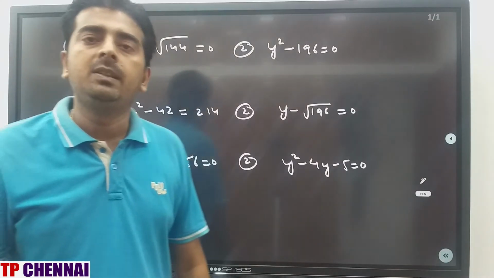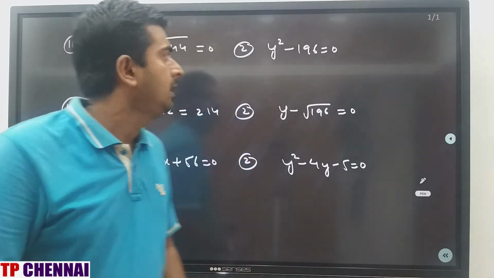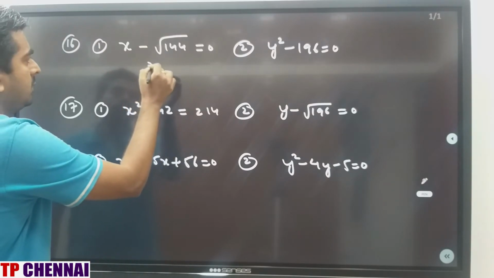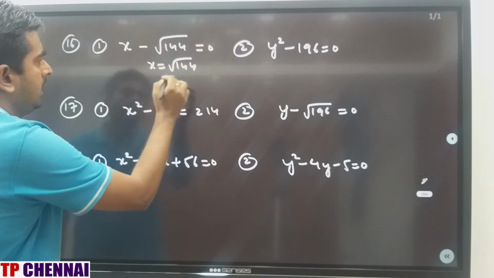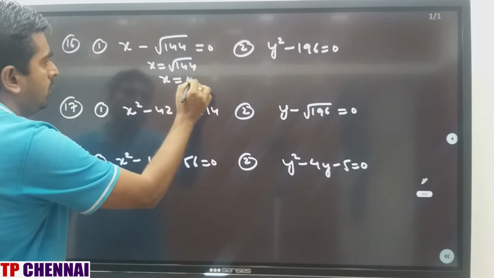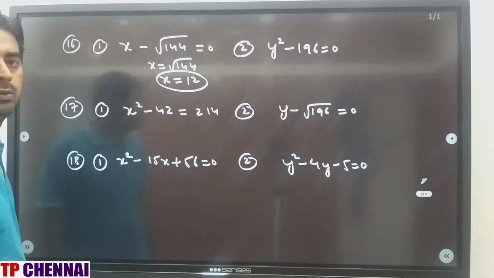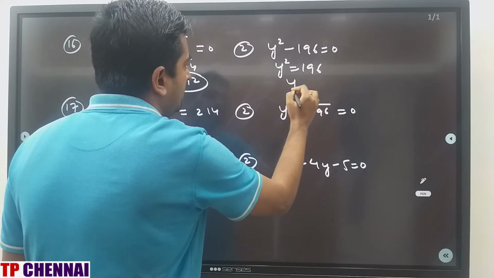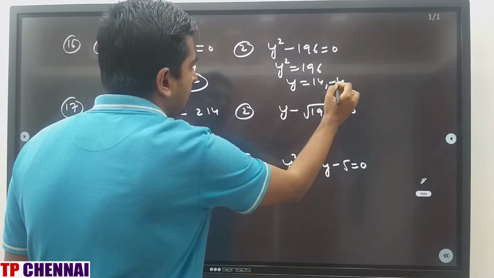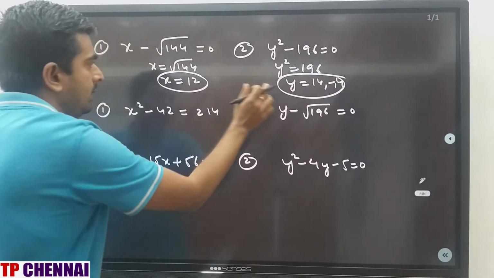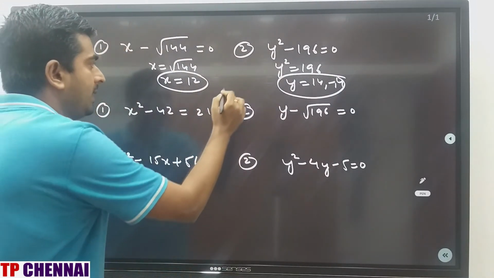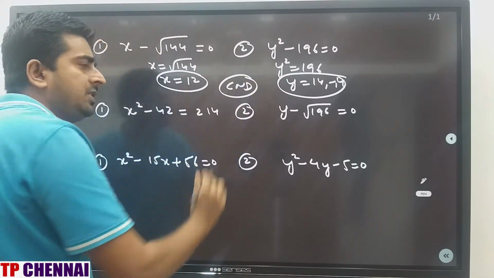So I hope you are clear with the 5 missing numbers. Now we will see 3 quadratic equations. First one: x minus square root of 144 is equal to 0, and y square minus 196 is equal to 0. Transposing, x is equal to square root of 144, so x is equal to 12 because you have only an odd power. X is equal to 12. Transposing, y square is equal to 196, y is equal to 14, minus 14. When you compare 12 and 14, which is greater? Y is greater. When you compare 12 and minus 14, which is greater? X is greater. So my answer is C and D. This is one way to solve.